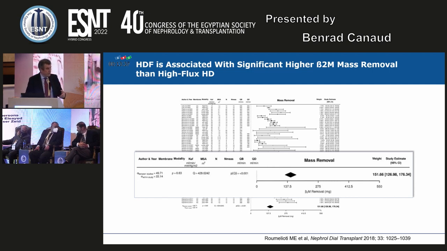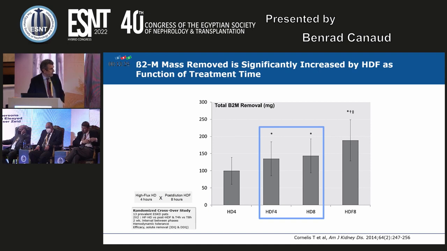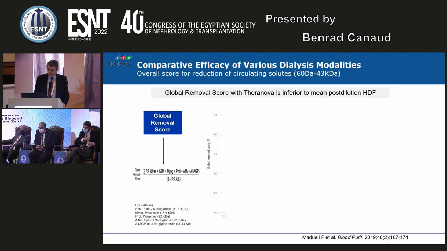We need to remove at least 800 to make sure that we can control the beta-2M. Now, to do that, you can expand the time, moving from 4 hours of high flux hemodialysis to 8 hours, and you see that you can increase the beta-2M mass removal by almost 50 milligrams. And 4 hours of hemodiafiltration is equivalent to 8 hours of hemodialysis for the beta-2M mass removal. Okay, so just remember that the convective action works perfectly.